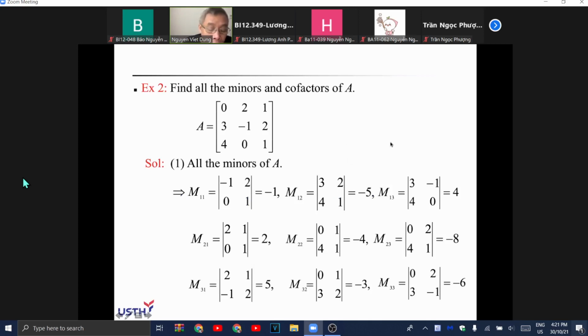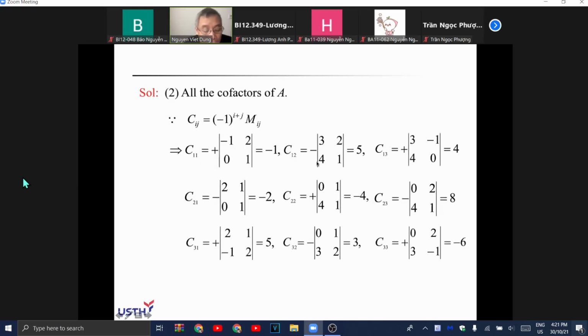Now I want to tell you an example because that will be used in the next few slides. Suppose that we are given A with explicit numbers like that. If we are required to find the minor of A, we get it here. And if we are required to find the cofactor of A, it is here. The cofactor is given by that, and the reason is here.